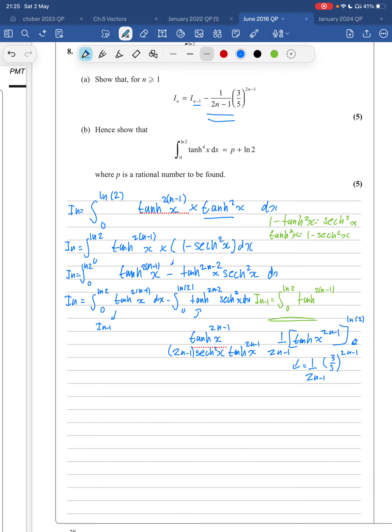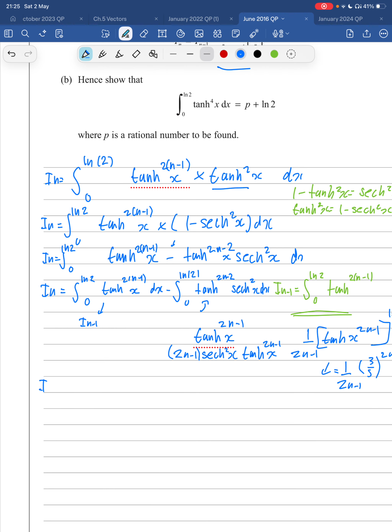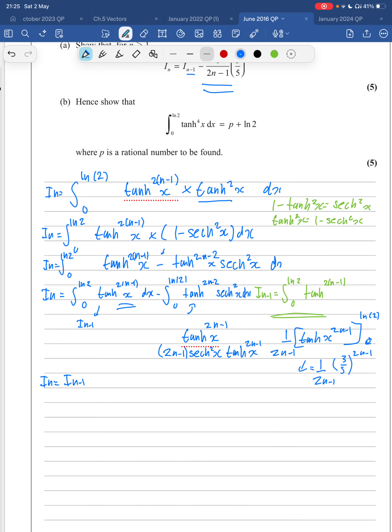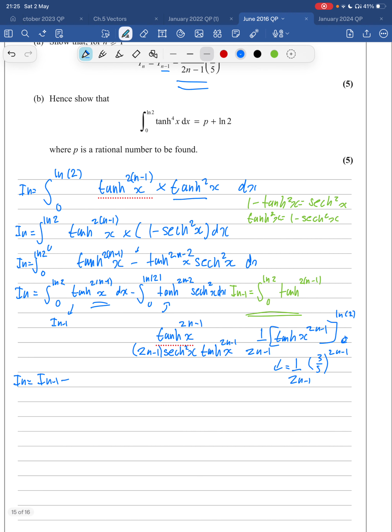Great, we've got both sides. Let's plug this all right back in. So we're going to get I_n is equal to I_(n-2), which was this here, minus the integral with the limits natural log 2 and 0 of tanh^(2n-2) x sec squared x dx. What's that? We found that here. We've proved it because we already knew it was going to be that, and that is equal to (3/5)^(2n-1).